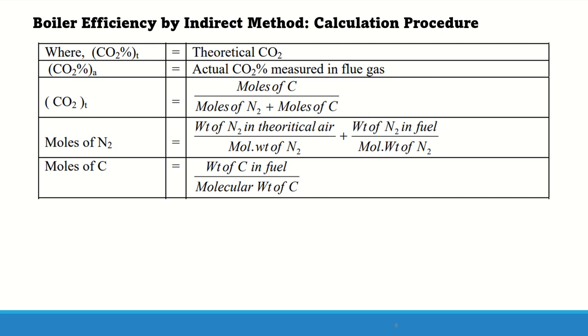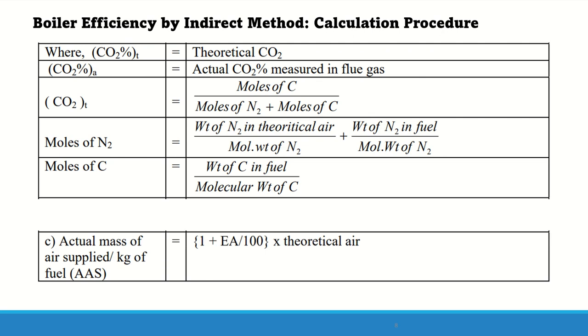Then substitute that CO2 theoretical into the percentage of excess air formula, and finally we get the excess air percent from CO2 measurement. Okay, this is the basic, primary step for calculation of boiler efficiency in the indirect method. Okay, then the actual mass of total air supplied.